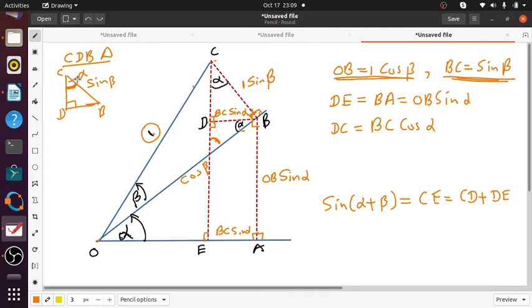So if you know an angle and the hypotenuse, you know how to find CD and DB. So CD is BC times cos alpha. DB is BC times sine alpha. I have written down here that DC, this length, is BC cos alpha.